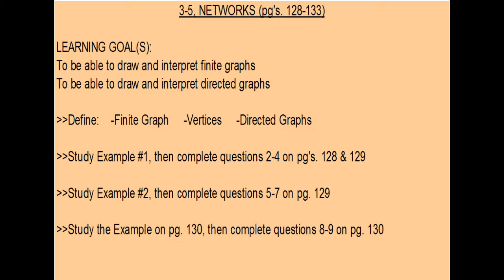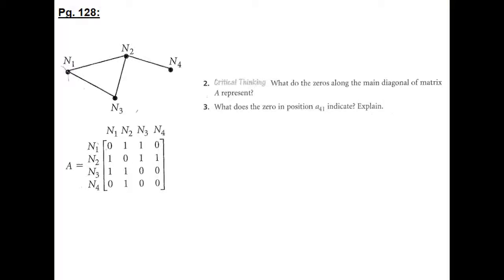So, one of the new things you'll see up here is on the actual screen. So if we're looking at these pictures here on page 128, all right, number 2, what do the zeros along the main diagonal of the matrix represent? It means you can't go from the same point to that same point. Okay. Like you can't go from N1 to N1 because it's the same. All right, so you can't go from N1 to N1.